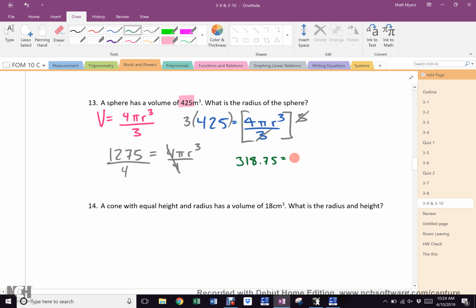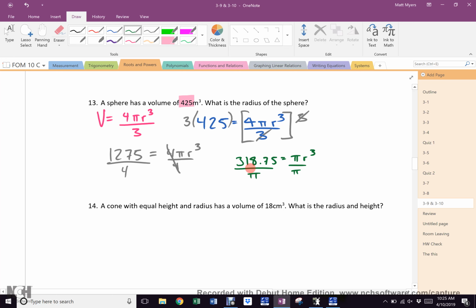0.75 equals pi r cubed. Now what? Not move over the pi. What math is happening between pi and r? So what math do you do to get rid of it? Divide by pi. So what do I do here? Divide by pi. That's going to give me an answer.